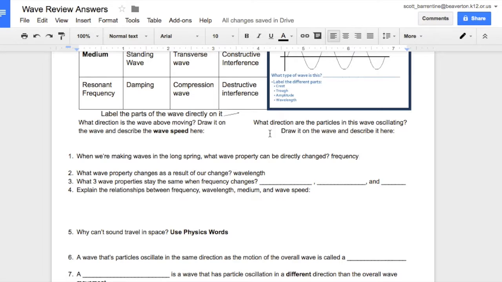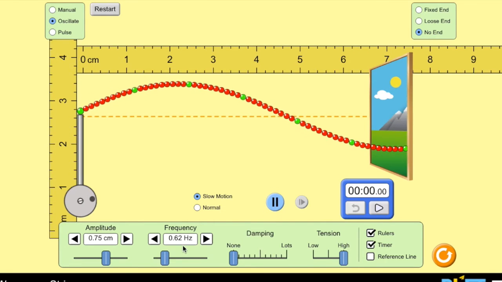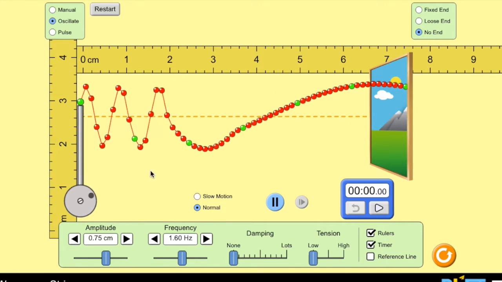So our three properties that stay the same when the frequency changes are the wave speed, the amplitude, and the medium, which again is kind of a wave property. It doesn't change when we change the frequency though. So let's look at each of these relationships between these variables. Frequency affects the wavelength, but doesn't affect any of the other ones, medium or wave speed. Wavelength doesn't really affect them. It's kind of the result. By changing the frequency, we can change the wavelength. By changing the tension, we can change the wavelength, but we can't directly change the wavelength.